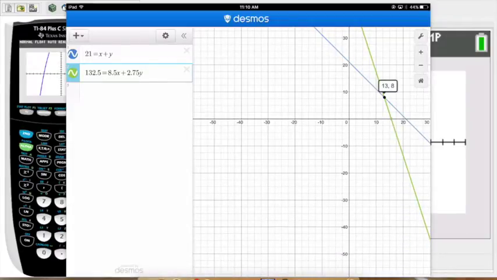I'm going to look there at that intersection point. The nice thing, you don't have to do any fancy things. You just type those in, click on the intersection, and then you get your solution there. So apparently that is 13. I think we said x is the mug, so 13 mugs and 8 keychains.